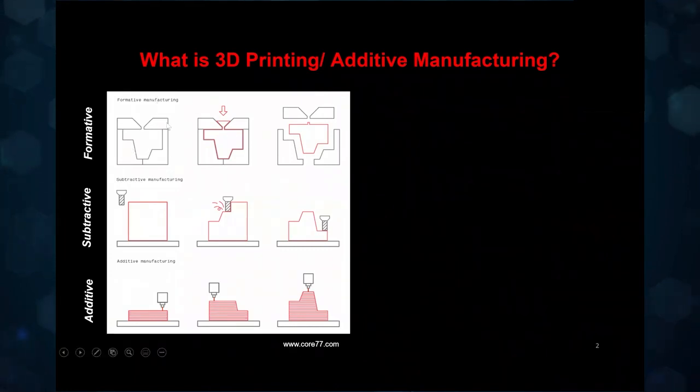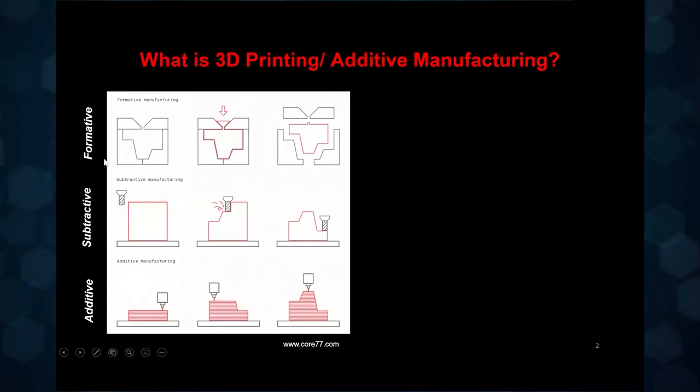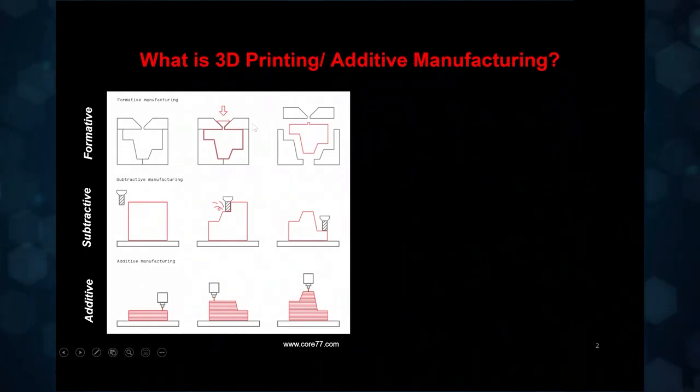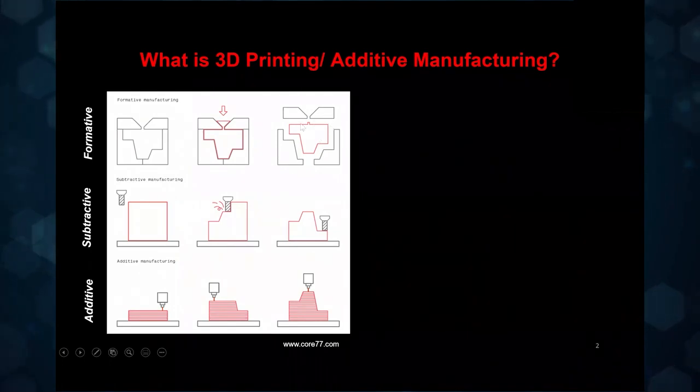What you can see here in this figure is that there are basically two classes of manufacturing techniques that have been around for a long time. There's formative manufacturing and there's subtractive manufacturing. In formative, you basically have some sort of a mold or a cavity in which you pour liquid material, and then that solidifies and you get the object of your interest.